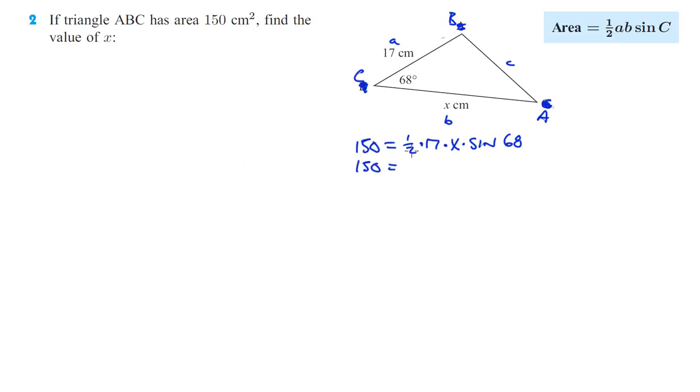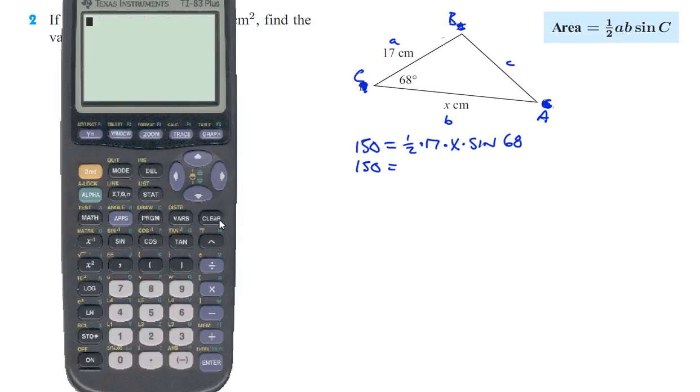And then what we're going to do is multiply 1/2 times 17 times sine 68. And we're still going to multiply that by x. But we don't know what x is yet, so we're just going to do 0.5 times 17 times sine 68, just like we were talking about. And that gives us that these three values we know are going to multiply together to get 7.88.